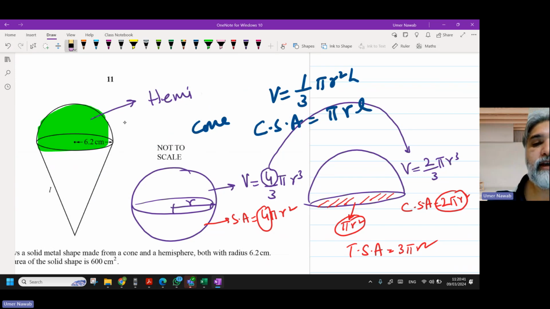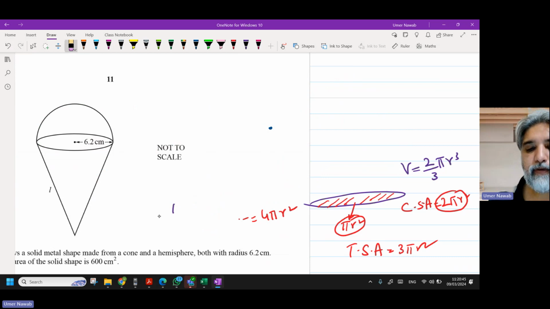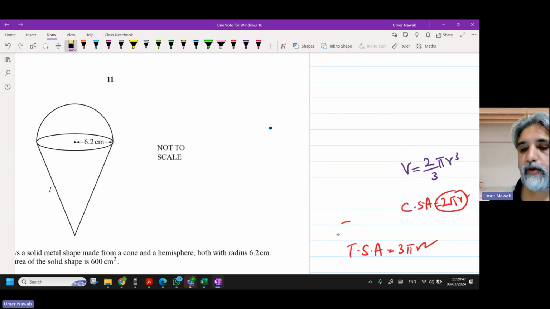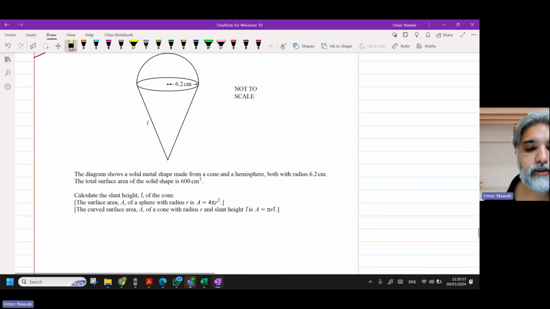So I'm going to erase everything. Let's focus on what the question is all about, and if further details are needed, I will give them to you. So read the question. The diagram shows a solid metal shape made from a cone and a hemisphere with a radius 6.2. The total surface area is 600. So the total surface area is given.